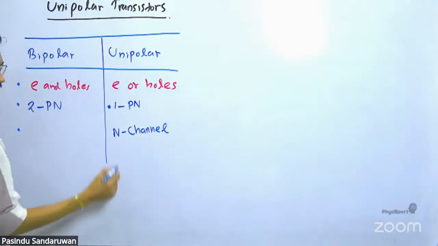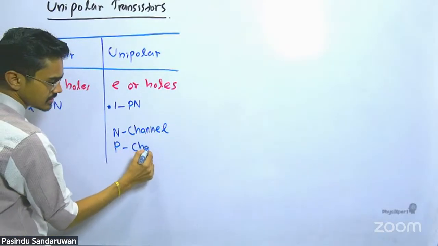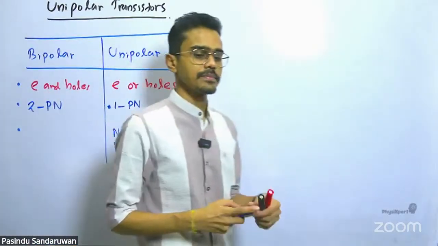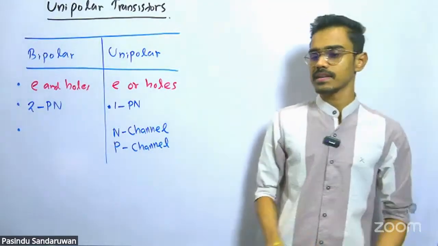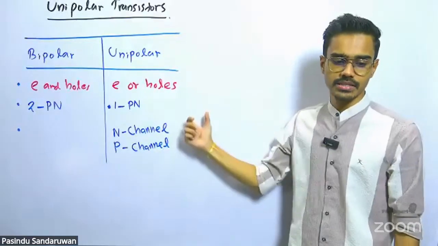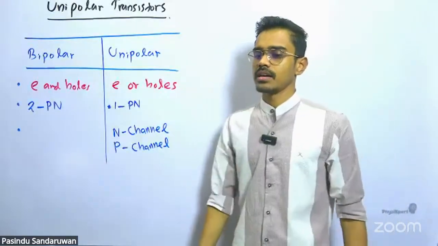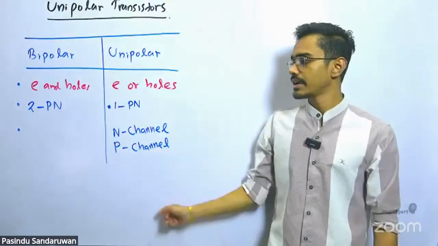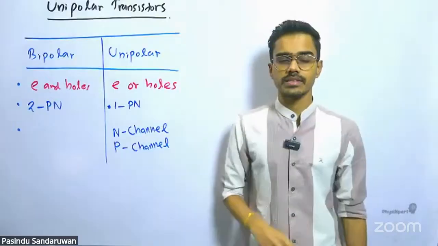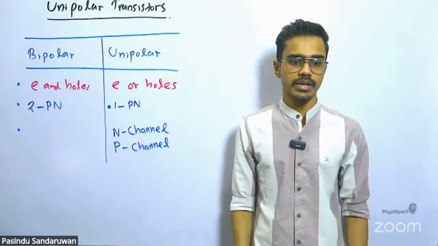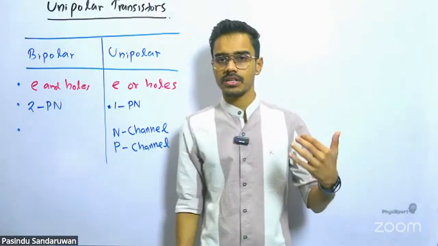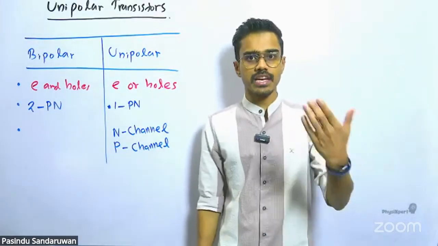There are two types, N channel and P channel. Then on the bipolar side, it is a current control device. One example is the general equation of a bipolar transistor, IE equals IB plus IC.